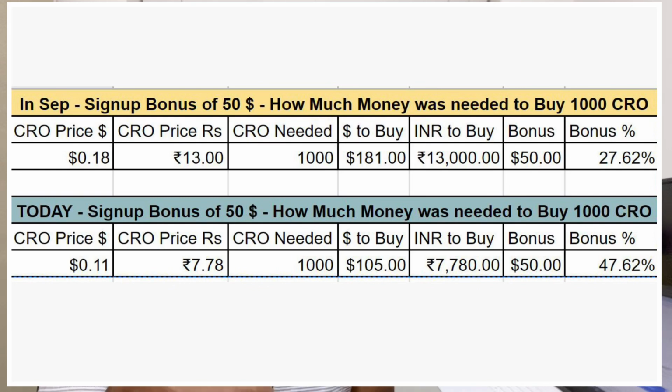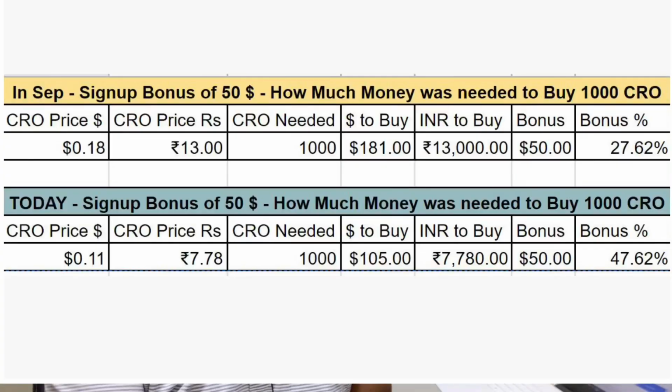Now the price has fallen in the last few days, because they have reduced the interest rates on CRO, and I'll talk about why the price has fallen. Also, overall the crypto market is in red. The market has been falling for the last few weeks, and CRO has followed the pattern.